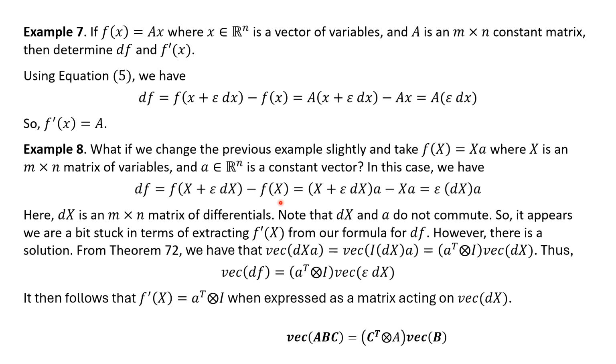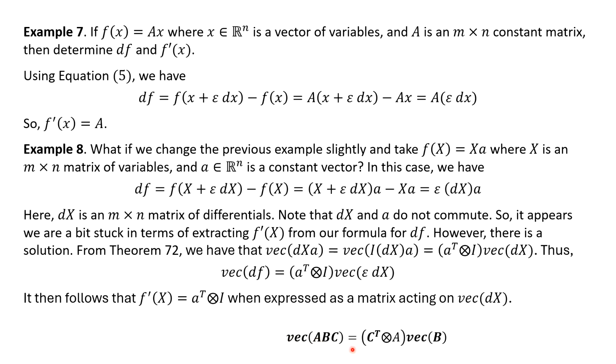We plug in our information into the equation here. You notice we have a capital X here now because it's a matrix, and that's what's going to complicate things. So we multiply this by a, and of course the Xa and the Xa here cancel, but then you get epsilon dXa, and we can't change the order of this because matrix and vector multiplication doesn't commute. Matrix multiplication doesn't commute, so we're kind of stuck. But there's a solution to this.